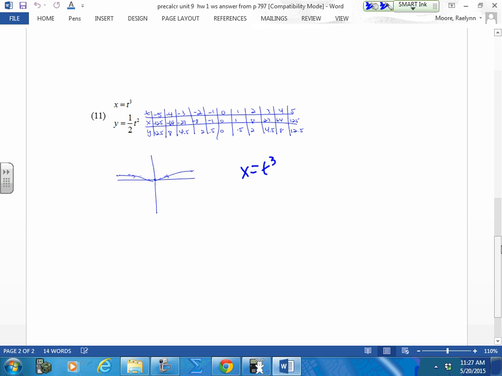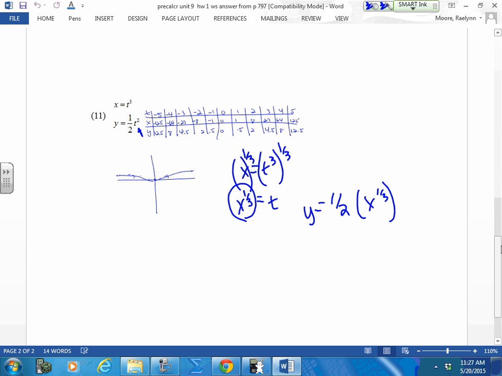You can take the cube root, or because we're going to put it into something that has an exponent, I'm going to raise both of these to the 1/3, just so we get t to the 1. And we're going to substitute this into here. So we're going to get y is equal to 1/2 x to the 1/3 raised squared. So we're going to get y is equal to 1/2 x raised to the 2/3. And that will give us that kind of graph.